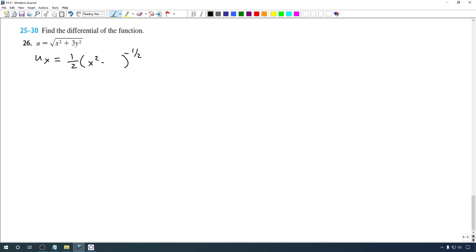The inside is x squared plus 3y squared. Then we have to multiply by the derivative of the inside. But we are differentiating with respect to x here, so x squared becomes a 2x. 3y squared becomes 0 because there's no x's. And then we can go ahead and simplify this. The 2 cancels out with the 1/2. The negative 1/2 power here means that this is a square root on the bottom. So I'm going to go ahead and write it that way. We're going to have x over the square root of x squared plus 3y squared.